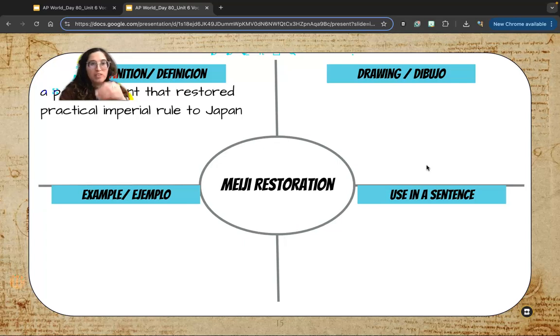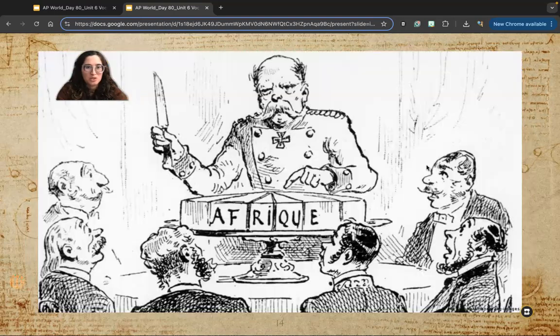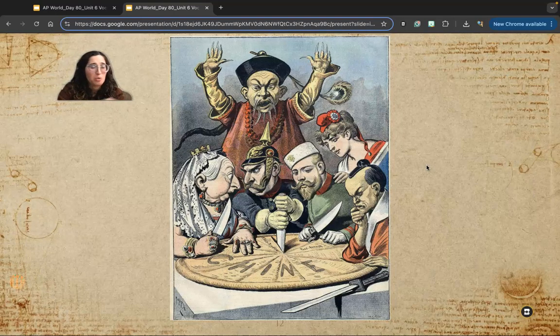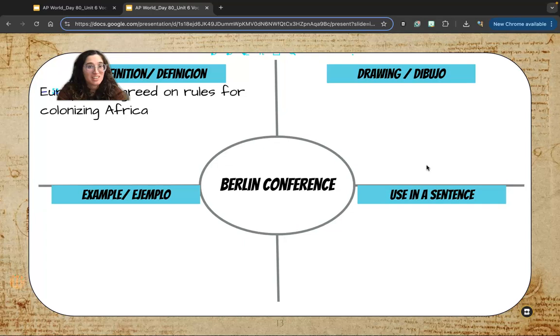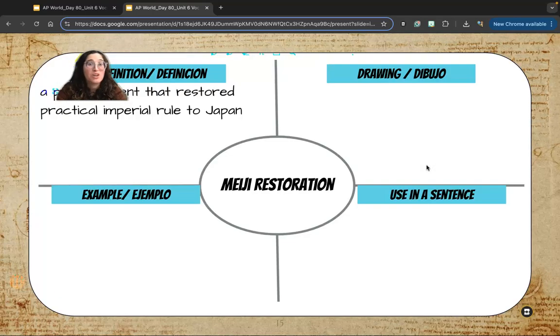This is a political event that restored the practical imperial rule to Japan and also industrialized Japan. It's a very important moment in Japanese history, and I would also argue world history, because Japan began to see what was happening in other Asian countries and said, we will not be colonized, so we also need to be industrialized as well. So, for example, I will write down that this is Japan's industrialization.